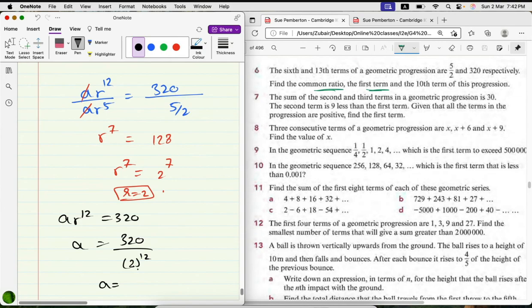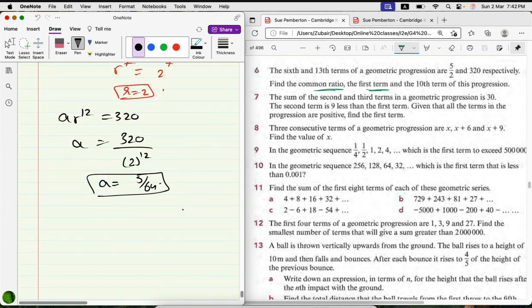320 over 2 raised to power 12 is 5 by 64. So A and R are done. Now we need the 10th term. Term number 10 is AR raised to power 9. A is 5 by 64, R is 2 raised to power 9. 5 by 64 into 2 power 9 is 40.